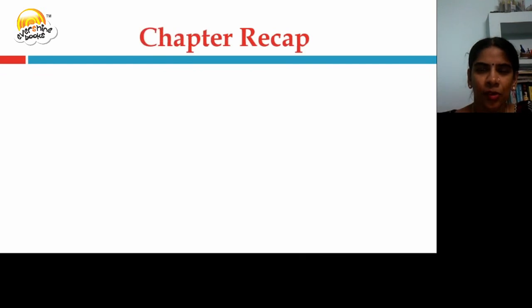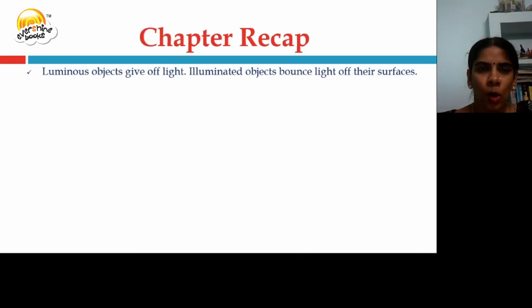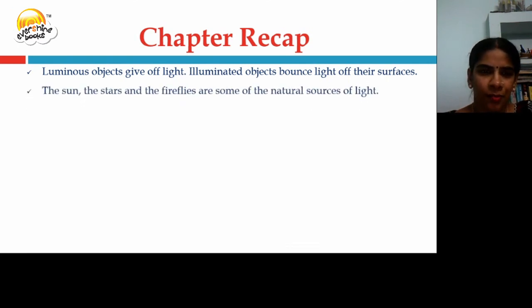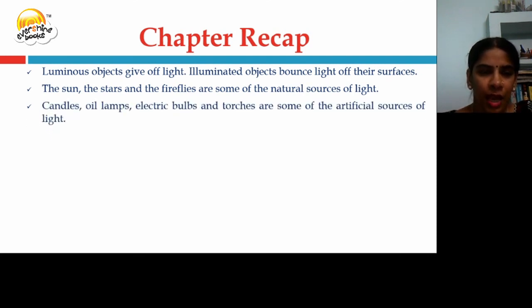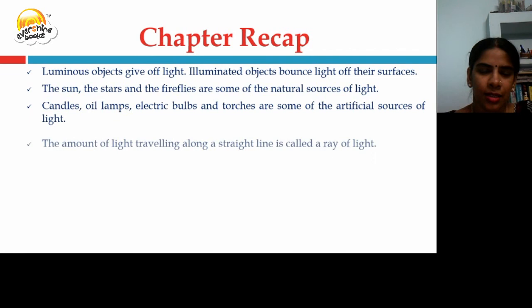Let us have a chapter recap. Luminous objects give off light. Illuminated objects bounce light off their surfaces. The sun, stars, and fireflies are natural sources of light. Candles, oil lamps, electric bulbs, and torches are artificial sources of light.